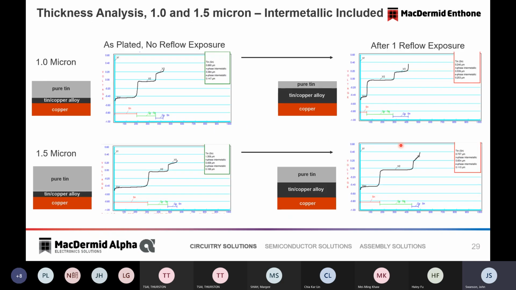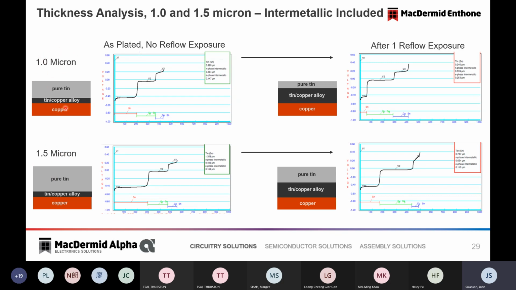To explain that a little more, the industry standard is to have a micron of tin here onto the copper. There's a thin layer of tin copper intermetallic alloy, and in some cases we may build up to 1.5, but the industry standard is around 1 micron.